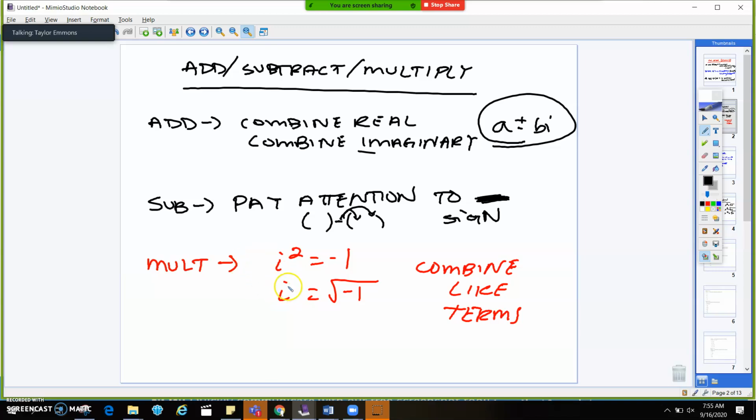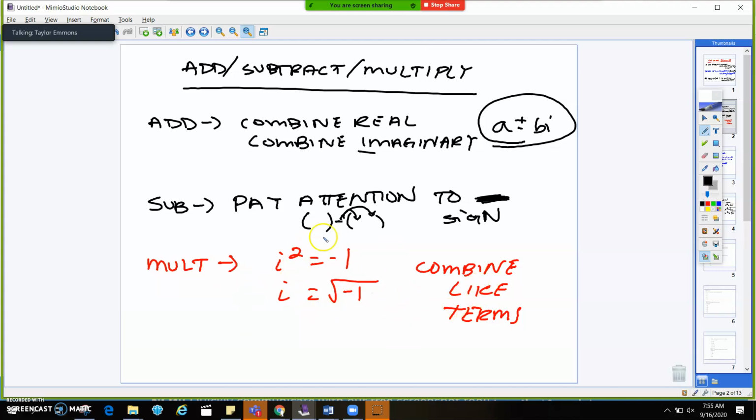With multiplication, the big takeaway is that i squared equals -1. A lot of people were making mistakes with that. You've got to make sure that you put that in, okay? And the reason why i squared is -1 is because our i is the square root of -1. Remember, this came about when we started doing the quadratic formula and we got a negative underneath the radical.